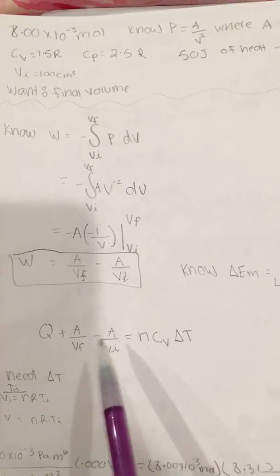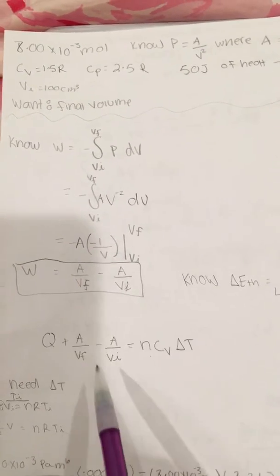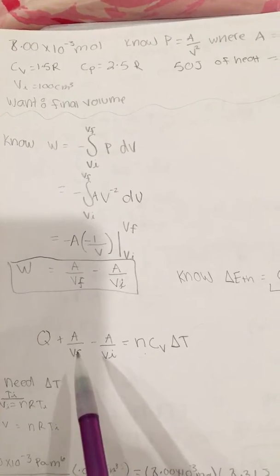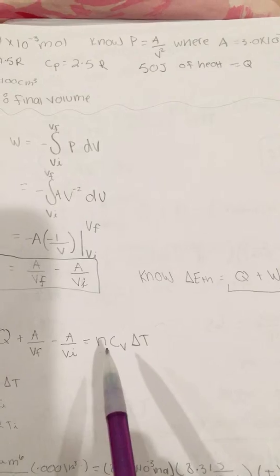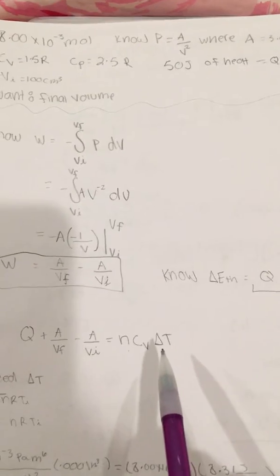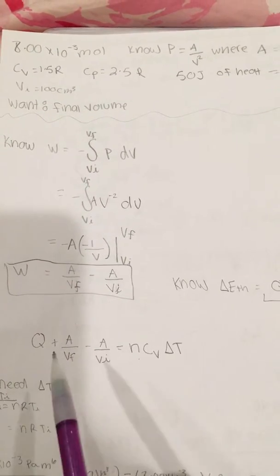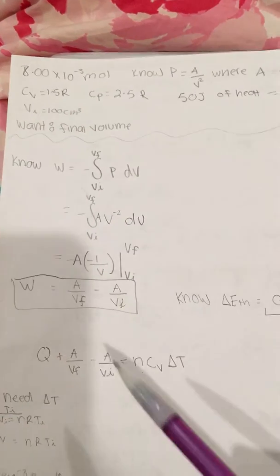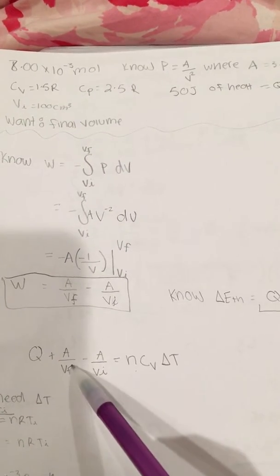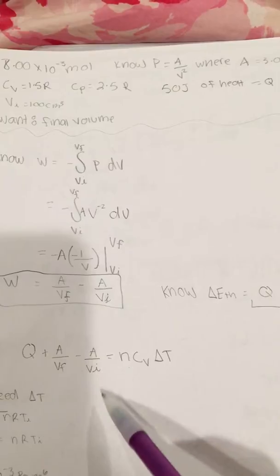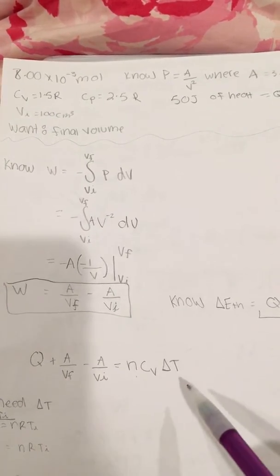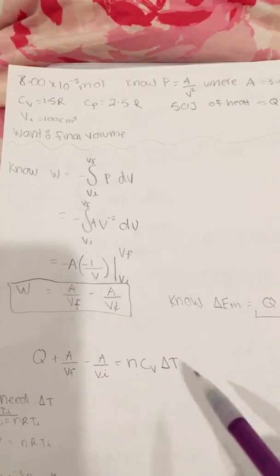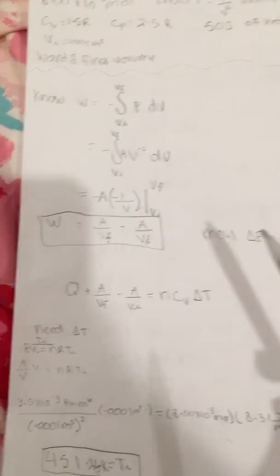So now substituting this W equation in, we get Q plus A over V final minus A over V initial is equal to nCv delta T. Now we have all these pieces. We have Q, which is the 50 joules. We have A, we're looking for V final. We have V initial. We have the number of moles. We're given Cv, but we do need to find delta T. So we need to find the initial and final temperatures.